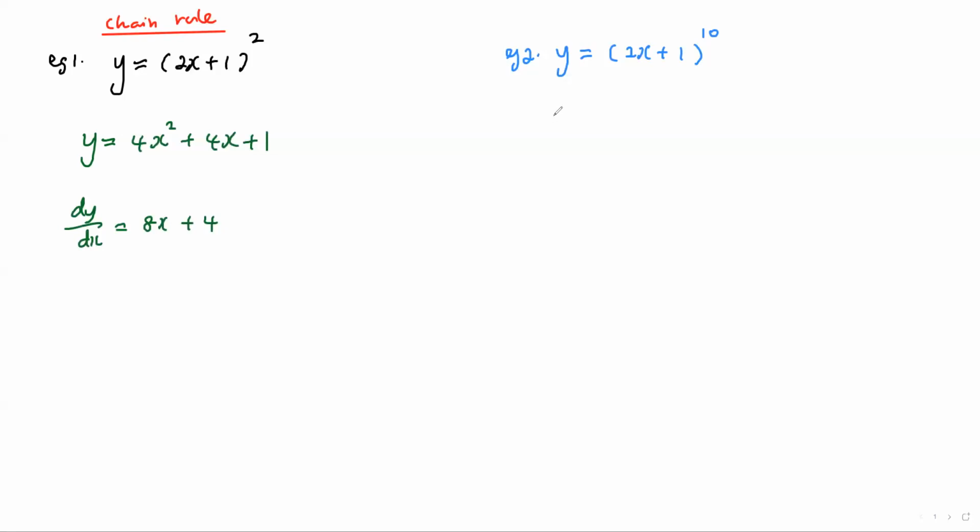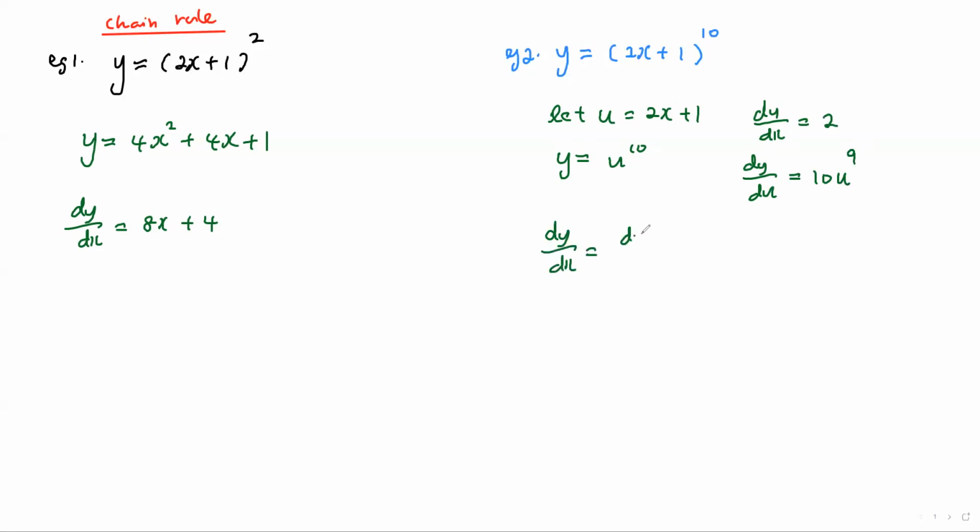So how does chain rule work? First of all, we can let u be 2x plus 1. So y becomes u to the power of 10. And we can find du dx. So du dx is 2, and dy du would be 10 times u to the power of 9. So dy dx is equal to dy du times du dx, which gives us 10 u to the power of 9 times 2. So that is 20 u to the power of 9.